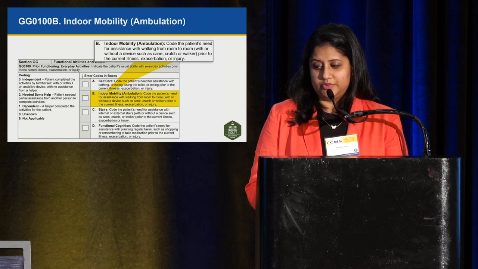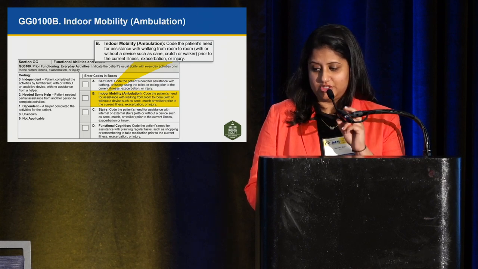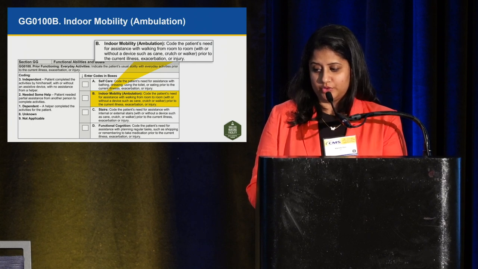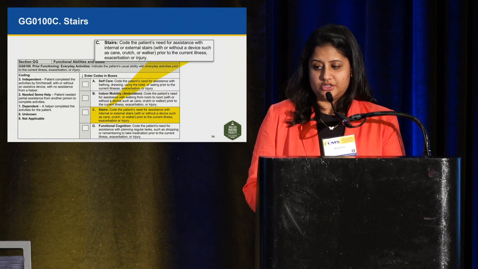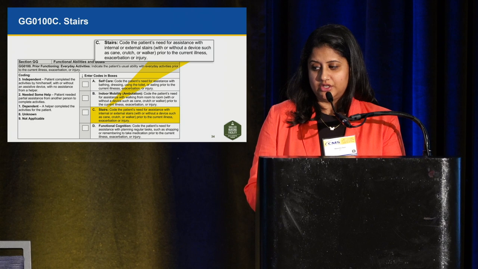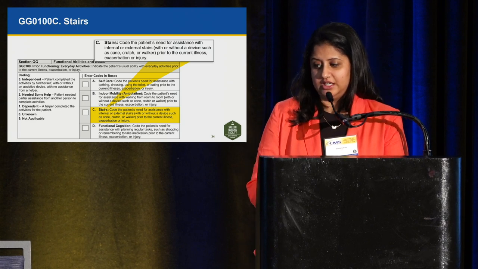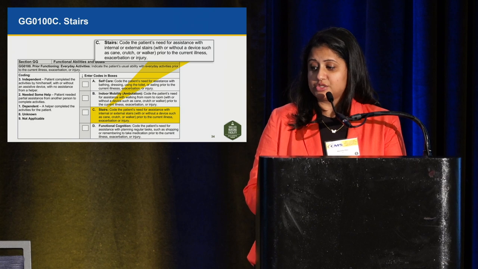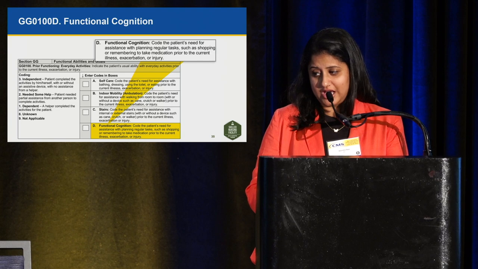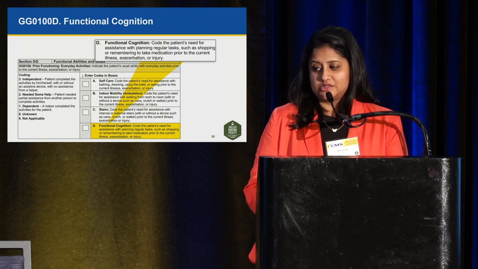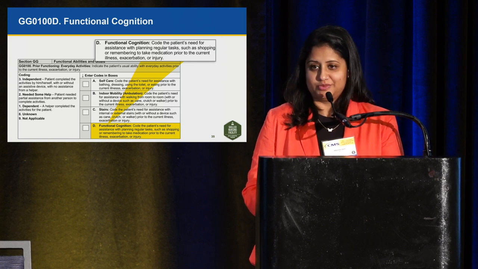GG0100B is indoor mobility or ambulation, and it's coding the patient's need for assistance with walking from room to room with or without a device, such as a cane, crutch, or walker, prior to the current illness, exacerbation, or injury. GG0100C is stairs, so it's coding the patient's need for assistance with internal or external stairs with or without a device, such as a cane, crutch, or walker, prior to the current illness, exacerbation, or injury. And then finally, in this section, we have GG0100D, which is functional cognition, coding the patient's needs for assistance with planning regular tasks such as shopping or remembering to take medication prior to the current illness, exacerbation, or injury.